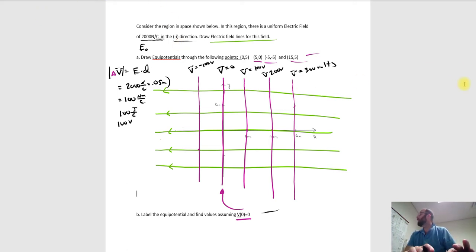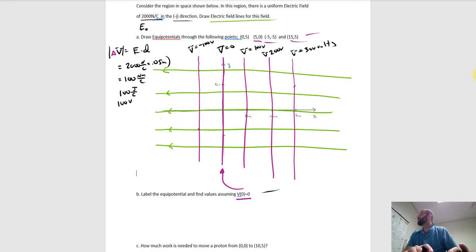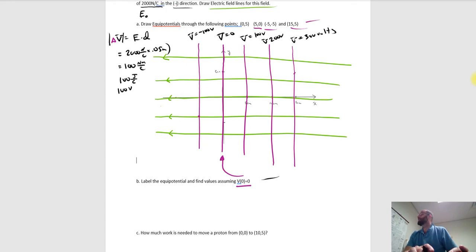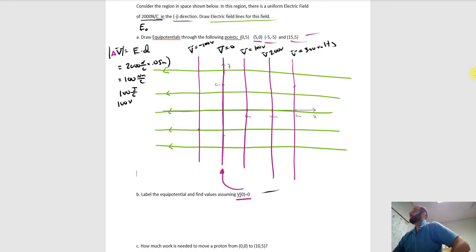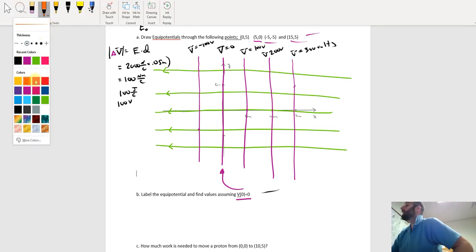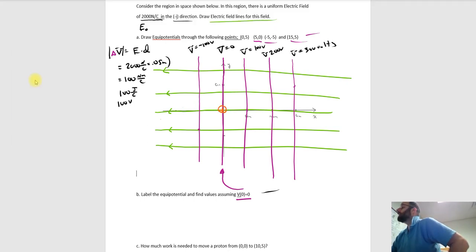Now, moving on. How much work is needed to move a proton from 0, 0 to 10, 5? So now in our picture, we're talking about a proton. I'll use orange for that. So imagine we've got a proton right here, and we want to move it to 10, 5. That's about here.